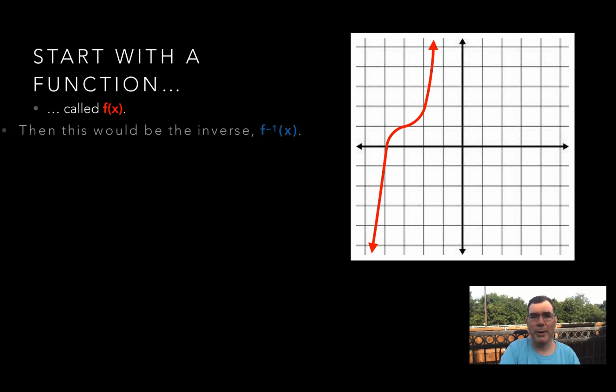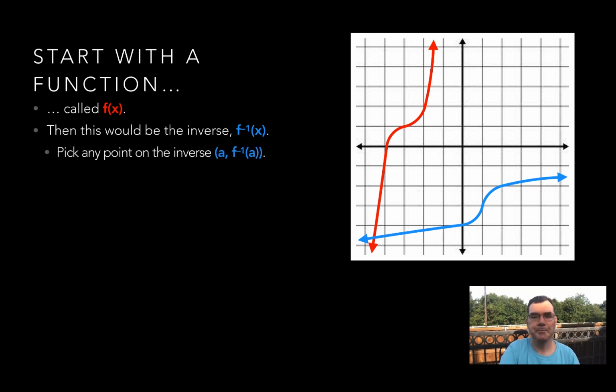Well, knowing what I know about inverses, if I switch the x and y coordinate of each point on f, I will get the inverse function, which is f inverse of x, and it's in the blue on the same graph. So if I pick any point on the inverse function and let's say I want to find the slope of the tangent line for that point.